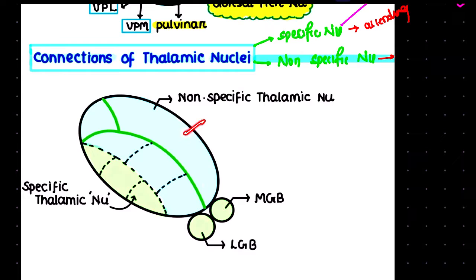And the remaining ones, like the anterior nuclei, we have medial dorsal nuclei, medial ventral nuclei, right? And here we have lateral dorsal, lateral posterior, and pulvinar. All these are included in our non-specific nuclei.